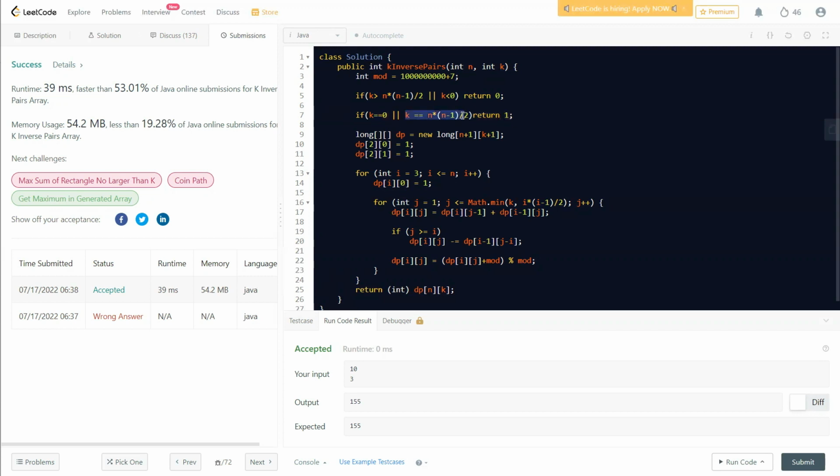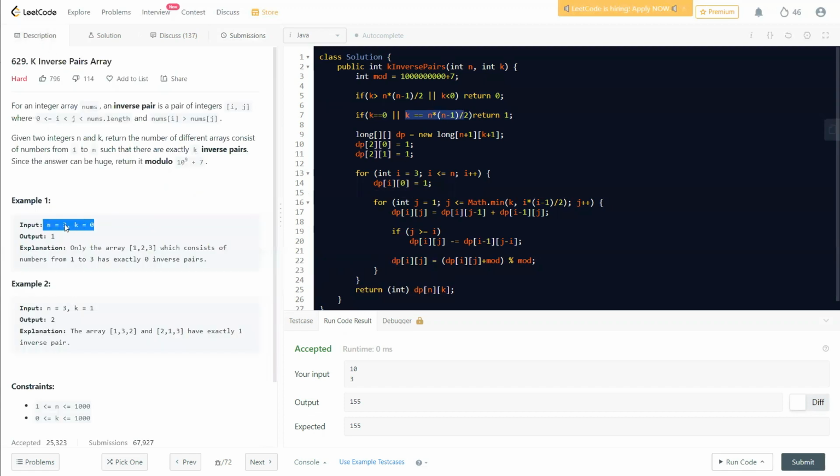Coming to the other parts. Now, if k is zero, we know it's one. That's the case we saw at this place. Fine. If k is zero, that's one. Further, if k is less than zero, it's no use. You can say k is less than zero, we cannot find it. It's already zero. That's not possible.